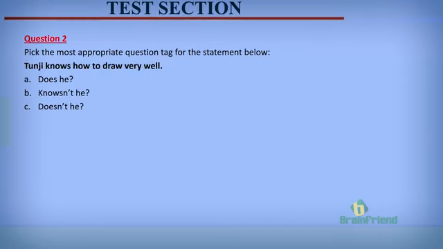Our second question says, pick the most appropriate question tag for the statement below. Tunji knows how to draw very well. What's the appropriate question tag for this statement? Is it A, does he? B, knowsn't he? Or C, doesn't he? The correct answer is C, doesn't he? Tunji knows how to draw very well. Doesn't he? So if you picked C, you are correct.